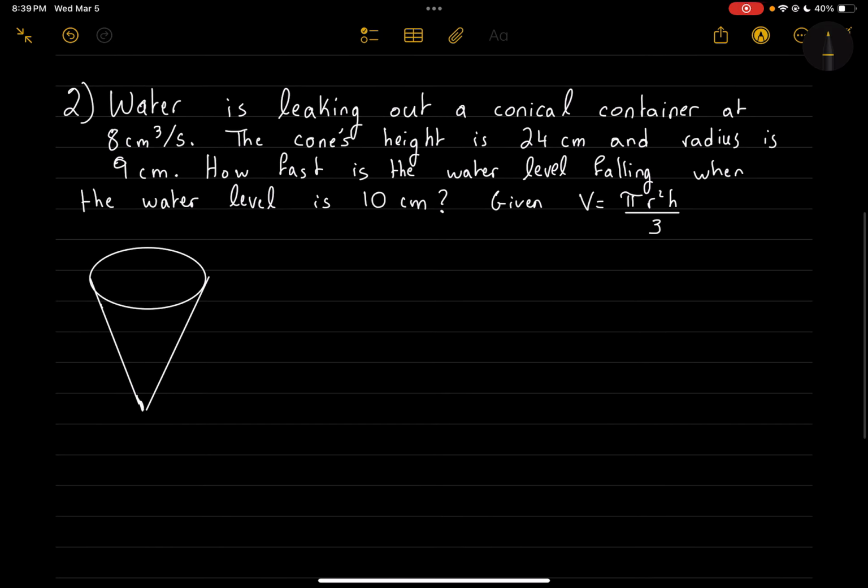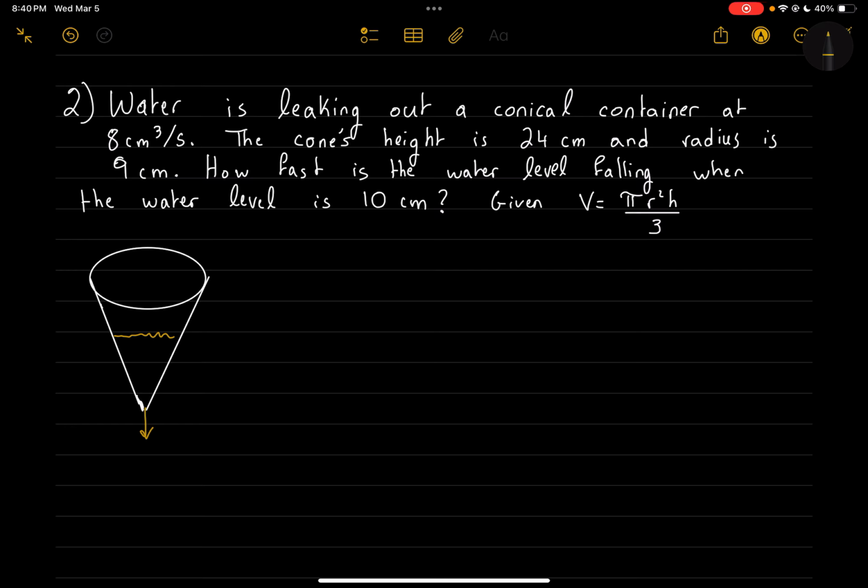Now, in number 2, they asked us that water is leaking out of a conical container at 8 centimeters cubed per second. The cone's height is 24 centimeters and the radius is 9 centimeters. How fast is the water level falling when the water level is 10 centimeters? So basically we have, let's say, this amount of water in. The water level is going out, so it's leaking out.